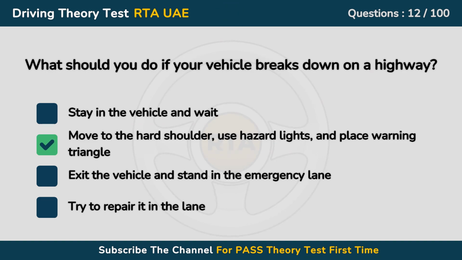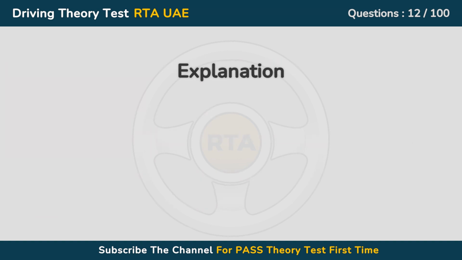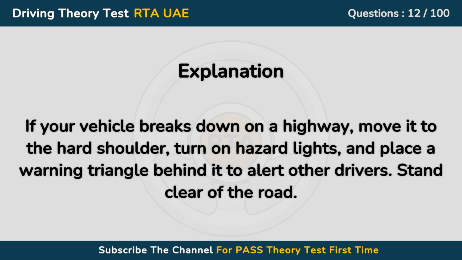Answer is B, move to the hard shoulder, use hazard lights, and place a warning triangle. If your vehicle breaks down on a highway, move it to the hard shoulder, turn on hazard lights, and place a warning triangle behind it to alert other drivers. Stand clear of the road.